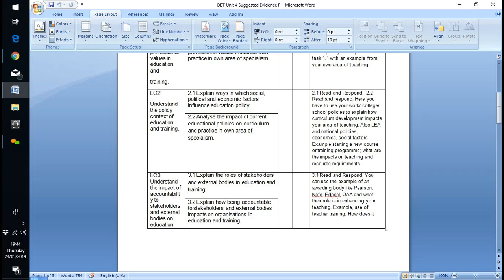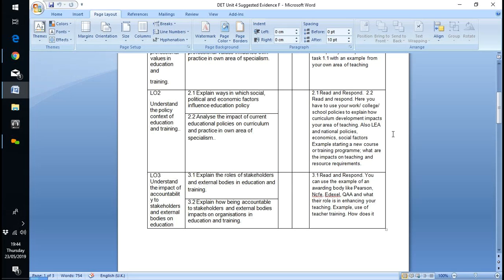But here you have to use your work, college, school policies to explain how the curriculum development impacts your area of teaching. Also local education authority, national policies, economics, social factors. Those are the things that make it play out differently in different areas of the country. Up here, we're quite short of resources. Financial resources as well. The cuts have made big differences to what the local education authority can do. And those sort of things you need to look at.